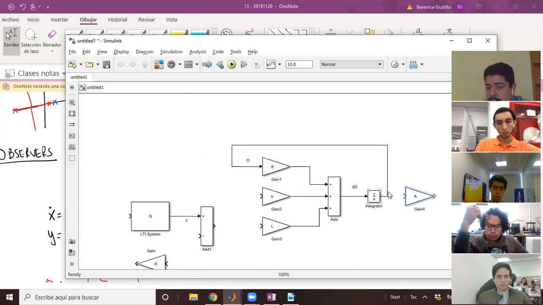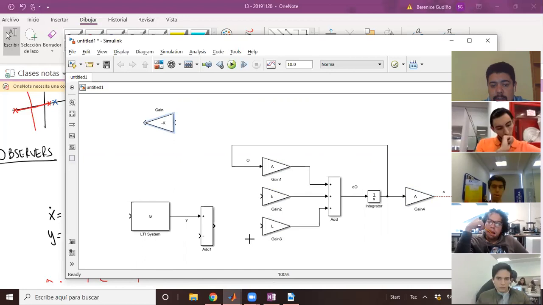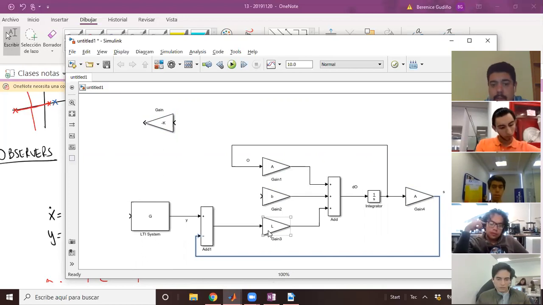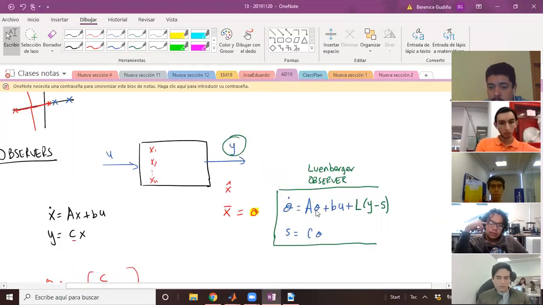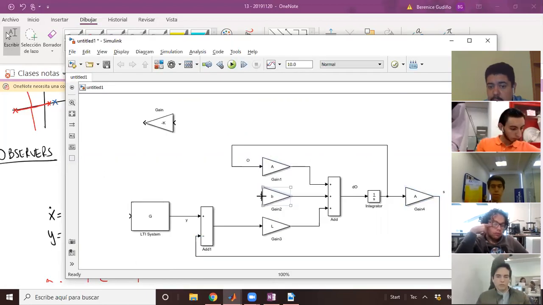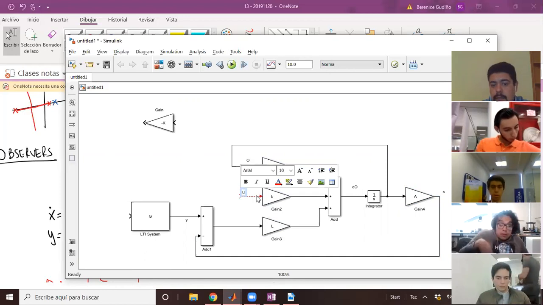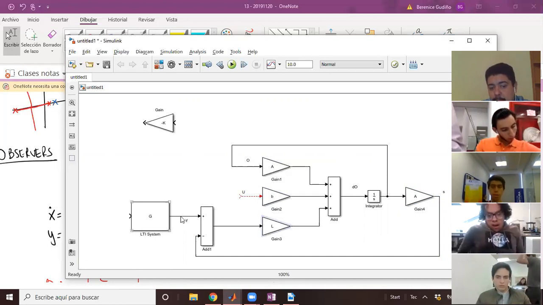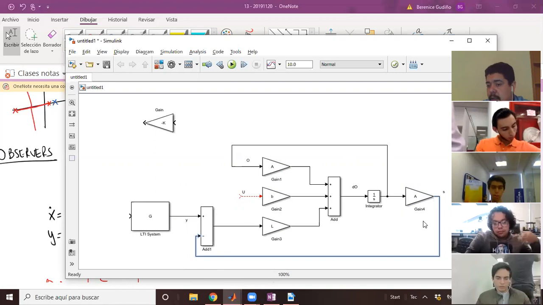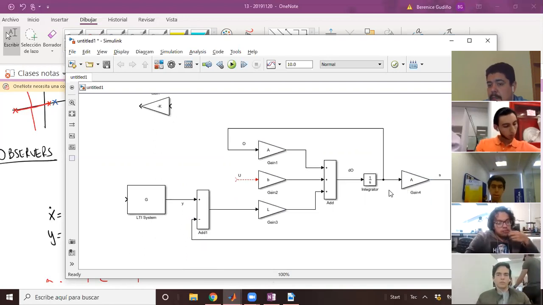If this is the O, this is O, right? So A times O is what I call S. I'm going to put this in here, and this one will be multiplied in here times L. So this is the equation that I'm writing: A times O plus B times U, so this is the input, plus L times the output of the system minus the output of the observer. Is this clear so far? I'm just implementing the equations that we just did.